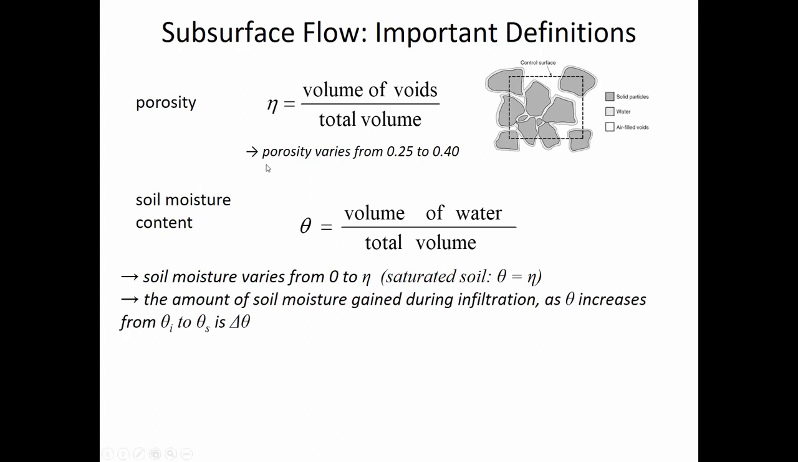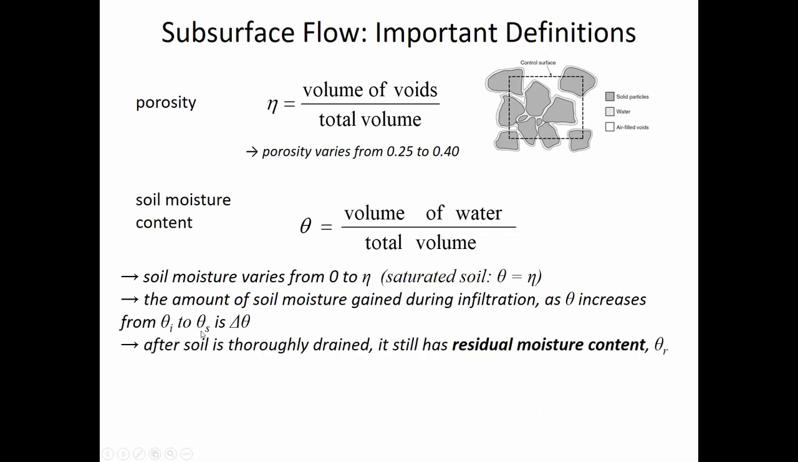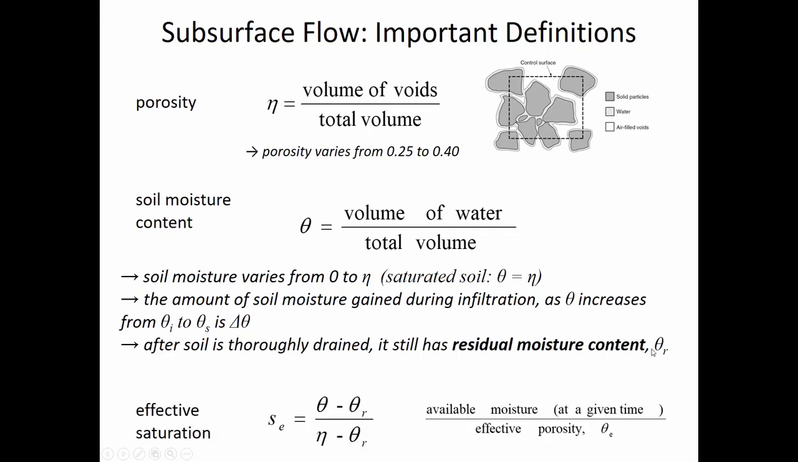What we'll be quantifying in a couple of the equations we look at is the change in water content during an event. So during a storm, when the water is penetrating down into the soil, it'll go from the initial water content to fully saturated. And so that change from the initial to the saturated moisture content will be delta theta. And then after the soil drains, it has a residual moisture content of theta sub r.